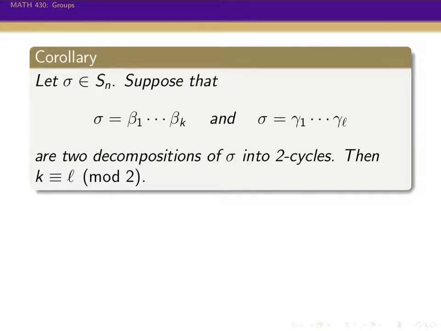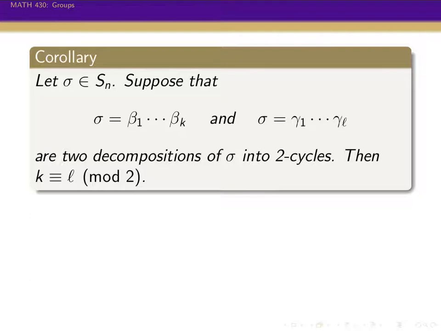Okay, so the corollary, which really to some degree is the most important result in this video, but it's a corollary because the proof is very quick once we have our theorem on how to represent the identity, is that let's take some permutation sigma in Sn and break sigma up into 2 cycles, and let's suppose we do it in 2 different ways. So we have 2 different decompositions of sigma into 2 cycles. Well, then the number of 2 cycles used in each of these decompositions, they either both have to be odd or they both have to be even, right?